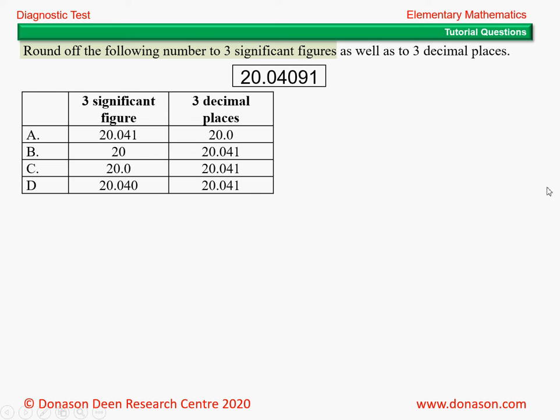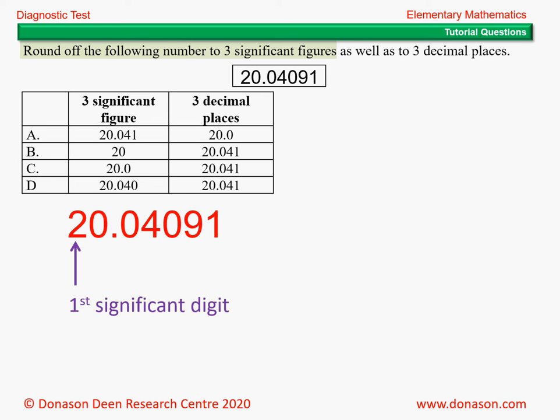Round off the following numbers to 3 significant figures as well as to 3 decimal places. So the number given to you is 20.04091. Okay, so let's look at how this can be done. So 20.04091. The first thing is we need to identify where the first significant figure starts.